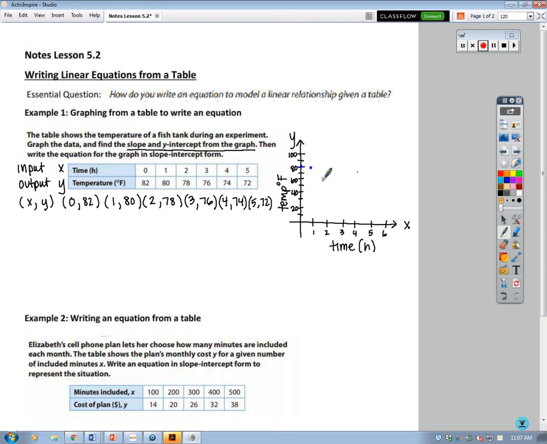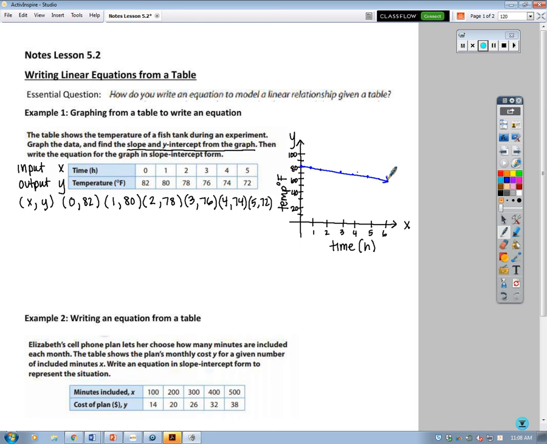Then 2 and 78. So we've got a slight negative slope going on here. 3 and 76, because if this is 70, it's going to be about halfway in between there. 4 and 74, slightly lower. 5 and 72. So this is a really pretty shallow slope, right? That's about 70. Okay, so now I'm going to connect my lines because it's temperature over time, so I can connect my lines because I can determine a temperature at any point in time.